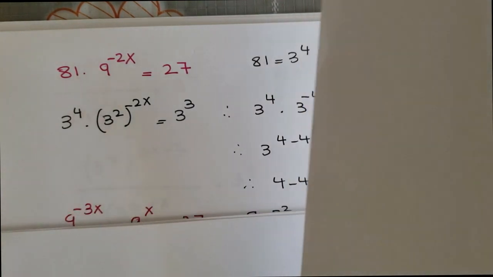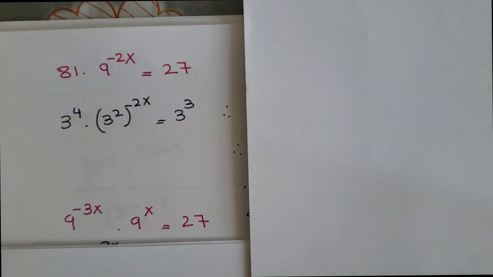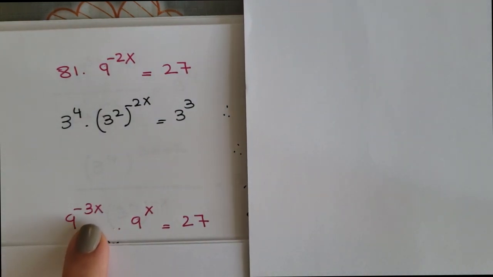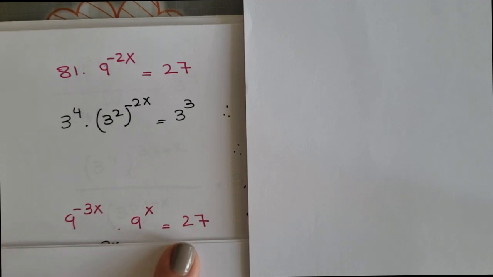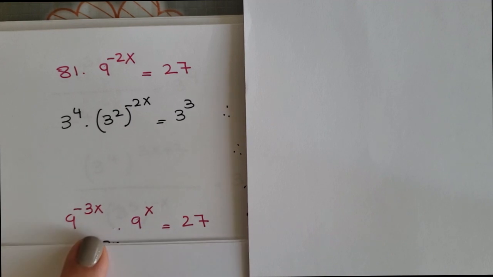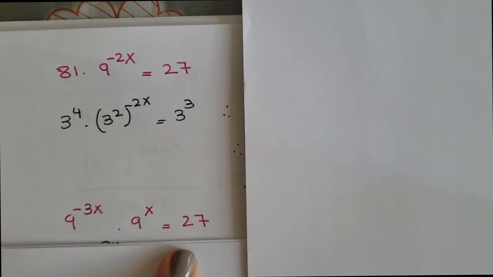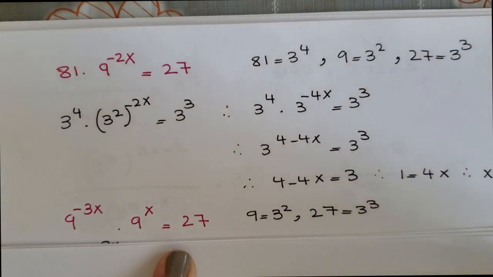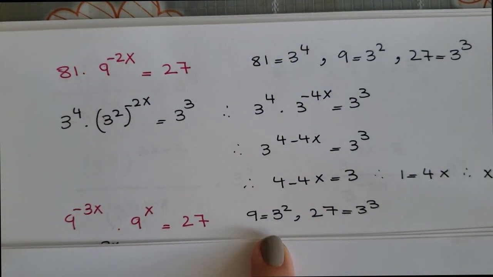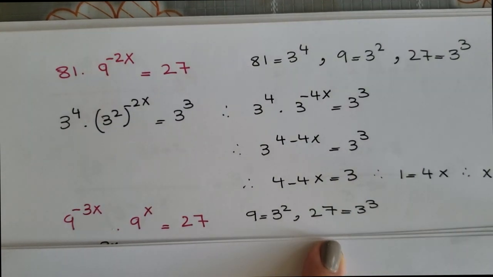Next example would be 9 with exponent negative 3x, multiplied by 9 with exponent x, and this side is 27. Okay, so here on this side, the two bases are the same, but it's different from this side, so it doesn't work. So what should we do? Again, change all the bases to something common. So 9 and 27 can be converted into 3 to the power something. So 9 is 3 to the power 2, 27 is 3 to the power 3.